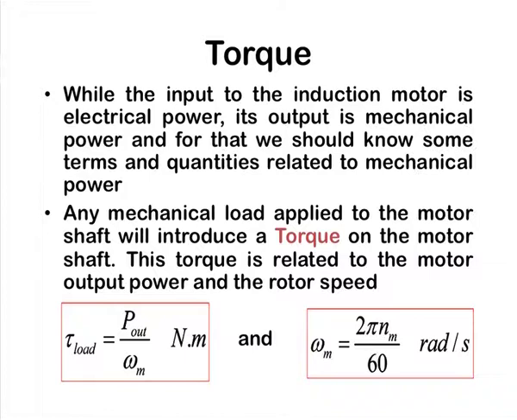The input to the induction motor is electrical, but its output is always mechanical power, and for that purpose we should know some more quantities. Any mechanical load applied to the motor shaft will introduce a torque on the motor shaft, and this torque is related to the motor output power and the rotor speed. Therefore, the load torque is given by the output power upon the speed in Newton meter, and this speed is given by 2 pi Nm upon 60 radian per second. So, this is also a fundamental concept related to the torque, which will be utilized in the induction motor problems.